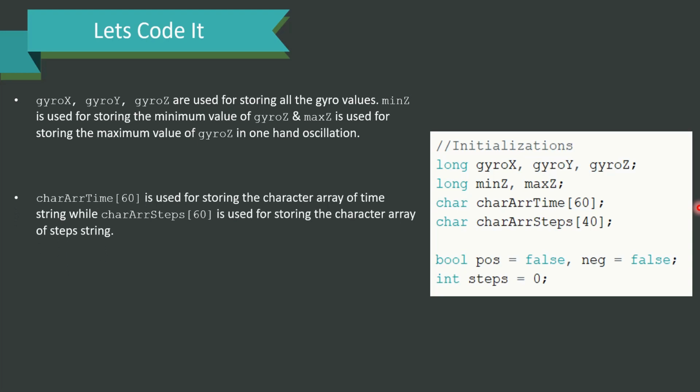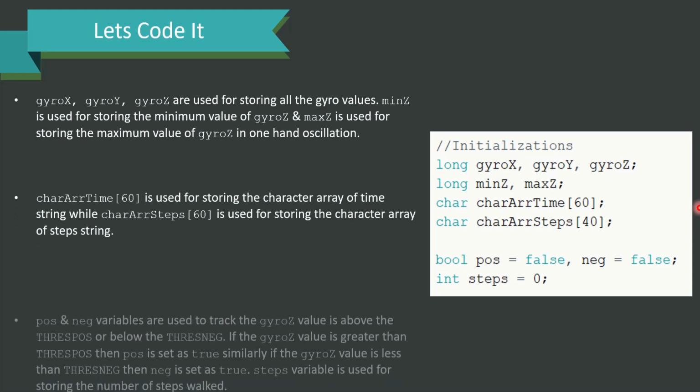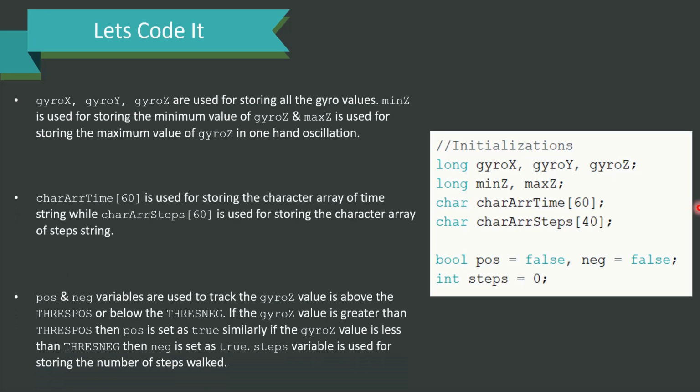Char arr time of 60 is used for storing the character array of time string, while char arr steps of 60 is used for storing the character array of step string. POS and NEG variables are used to track the Gyro Z value, and we can understand if the Gyro Z value is above the thresh pass or below the thresh neg.